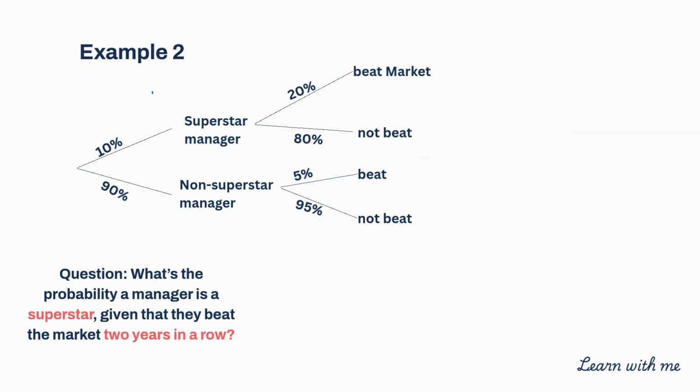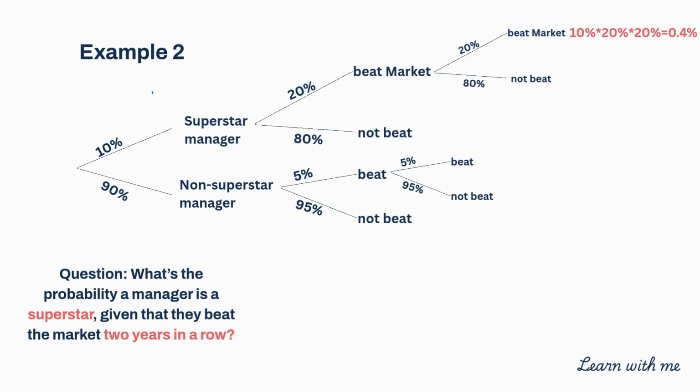We're again asking what's the probability a manager is a superstar, given that they beat the market 2 years in a row. We'll use Bayes' rule again, but this time, we update based on two events, not just one. We can still use the same logic. First is find the overall chance of any manager beating the market 2 years in a row. We have superstar as 10% times 20%, and that is 0.4%, and similarly for non-superstar manager is 0.225%.